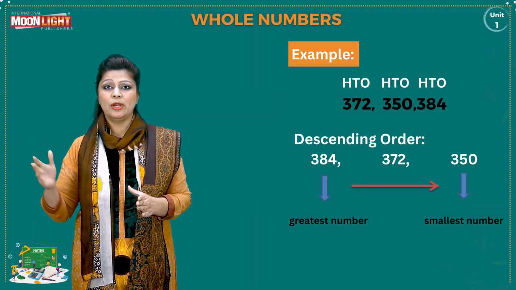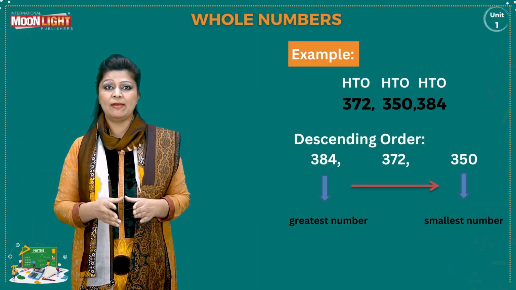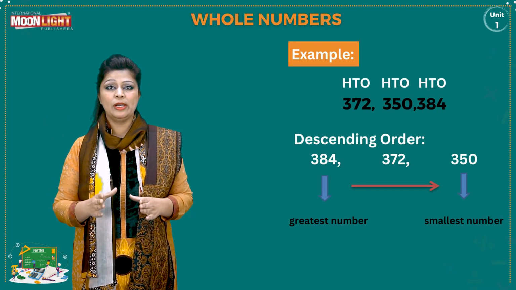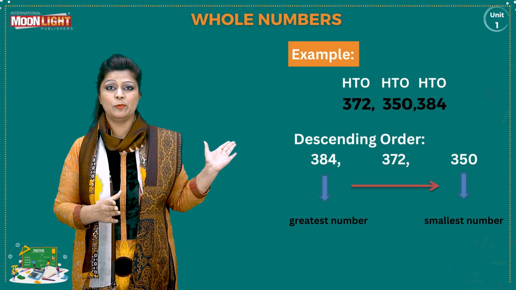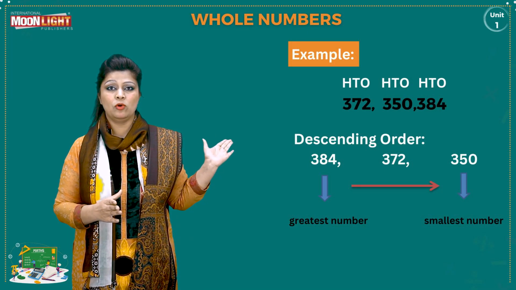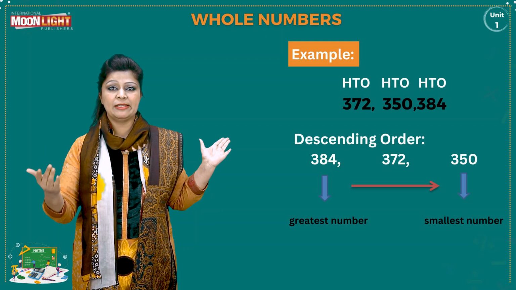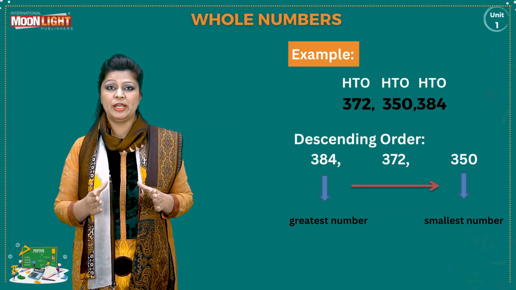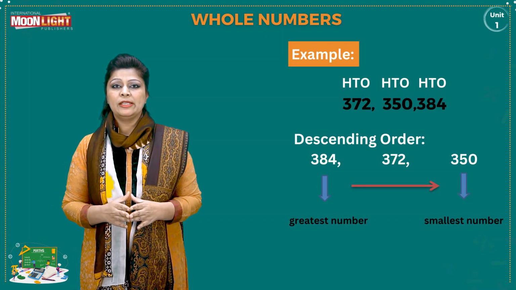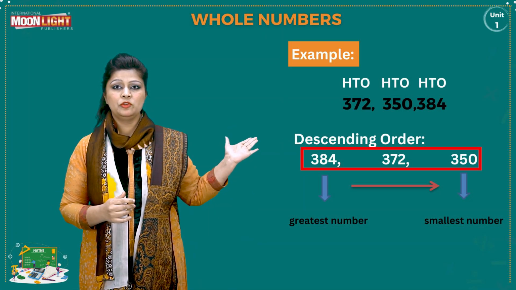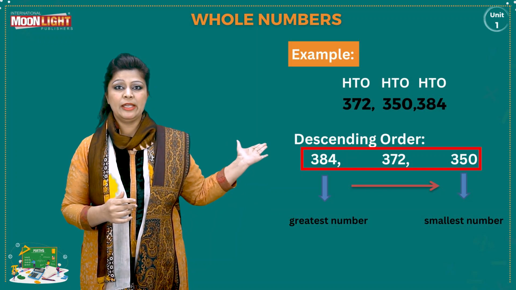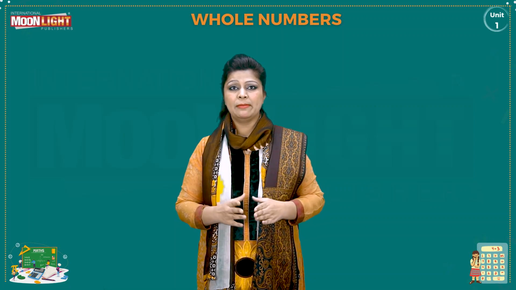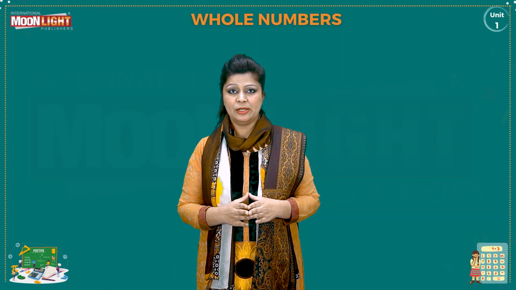Basically, how many numbers do we have over here? 3 numbers. So we are going to write the smaller number after the greatest number, which is 384. Yes, we will write 372 and then, finally, the last number, which is 350. Descending order is 384, 372 and 350. So this will decide which number is smaller and which number is greater.